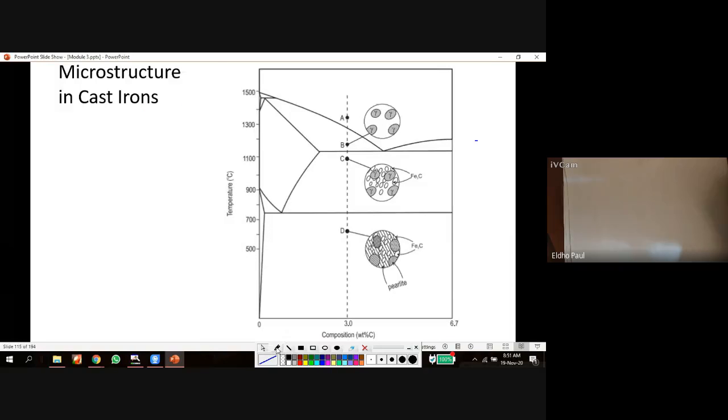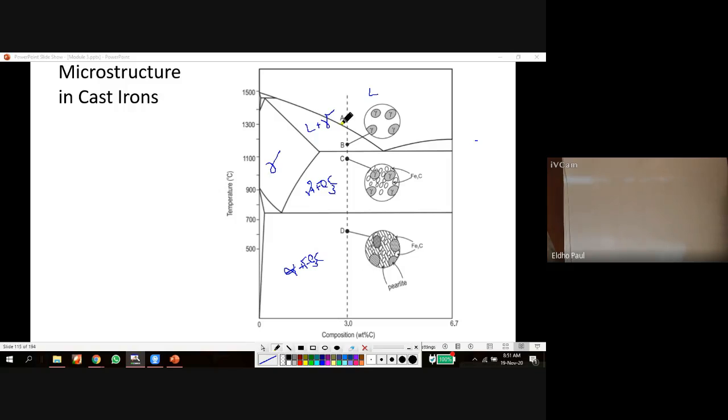Here, at point A, this is in liquid state, and here it is liquid plus gamma. Here we have ledeburite, that is gamma plus Fe3C. Here we have alpha plus Fe3C, that is pearlite. So those are the different constituents in this region along this line.